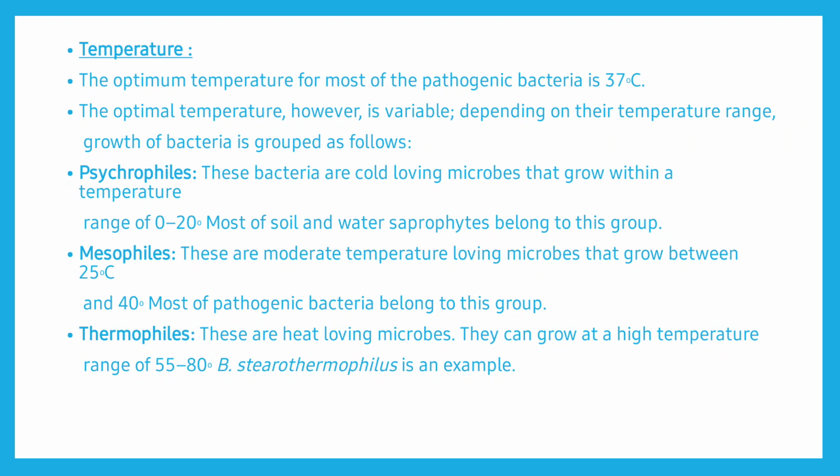Temperature. The optimum temperature for most of the pathogenic bacteria is 37 degrees Celsius. Again, it has three types: psychrophiles, mesophiles, and thermophiles. Psychrophiles can withstand temperatures of 0 to 20 degrees Celsius. Most of the soil and water saprophytes belong to this group. Mesophiles grow at temperatures between 25 and 40 degrees Celsius. Most of the pathogenic bacteria belong to this group. Thermophiles can withstand temperatures of 55 to 80 degrees Celsius. Example, Bacillus stearothermophilus.